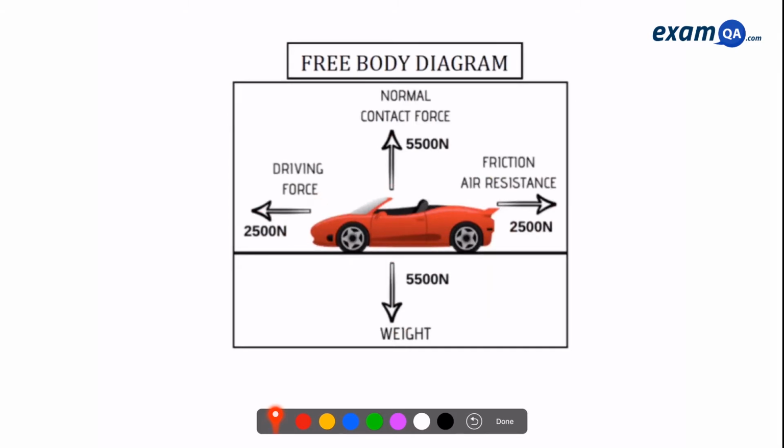Currently, in this particular picture, we can see that driving force and air resistance are balanced, so there's no overall horizontal force. And contact force, which is the ground that pushes the car up, and weight, which pulls the car down, are also balanced, so there's no overall vertical force. So right now this car has got no overall force.